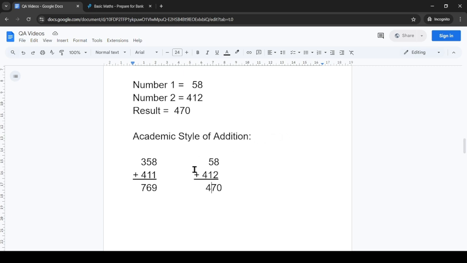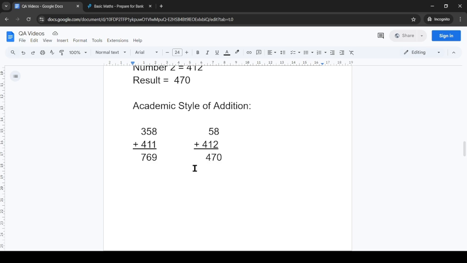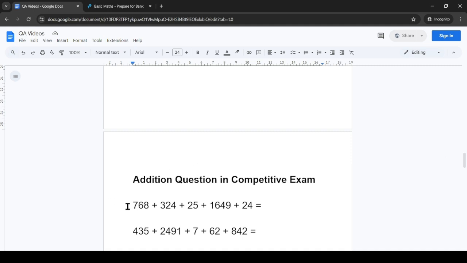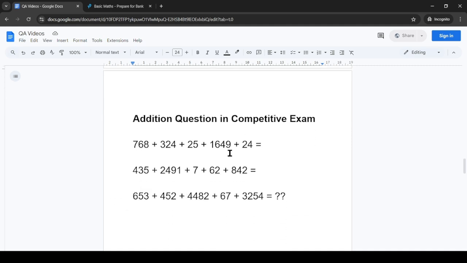And now next let's see how addition questions are asked in competitive exams and how we are going to address them. In competitive exams the questions are straightforward and asked in a straight line, and we have to make sure that we don't get puzzled with the place value chart and that we are calculating the right place with the right number. So over here we will be calculating it.